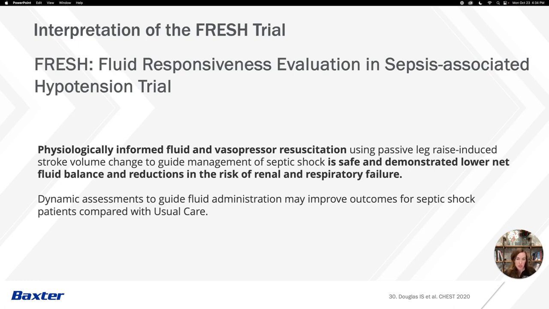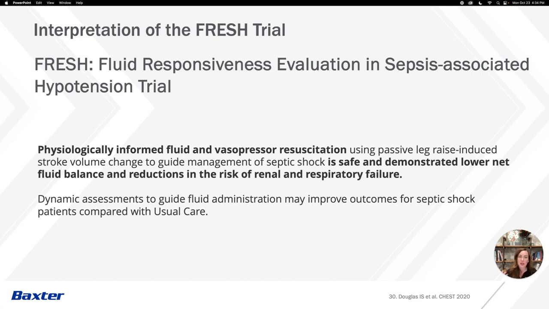So the interpretation of the FRESH trial is that physiologically informed fluid and vasopressor resuscitation using passive leg raise induced stroke volume change to guide management of septic shock is safe and demonstrated lower net fluid balance and reductions in the risk of renal and respiratory failure. Dynamic assessments to guide fluid administration may improve outcomes for septic shock patients compared with usual care. One of the things I want to mention is that in the PLR group, on average, over 72 hours, patients received around 7 passive leg raises.